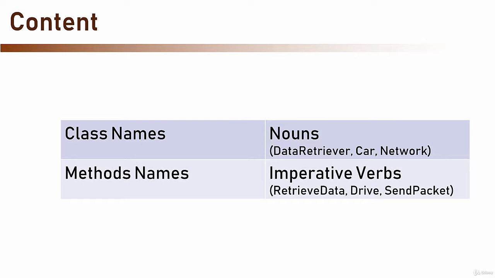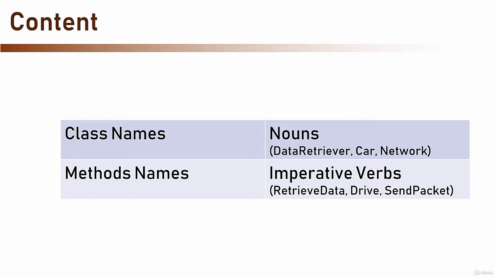The second part of the naming convention deals with the content of the name, and there is an important distinction to make here. As a rule of thumb, class names should always be nouns and method names should always be imperative verbs. For example, a class that handles data retrieval should be called data retriever or simply data, and a method in this class that actually retrieves the data will be called retrieve data.